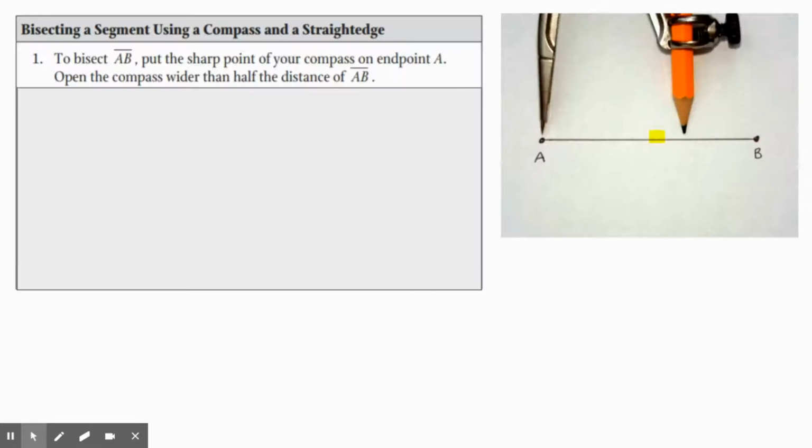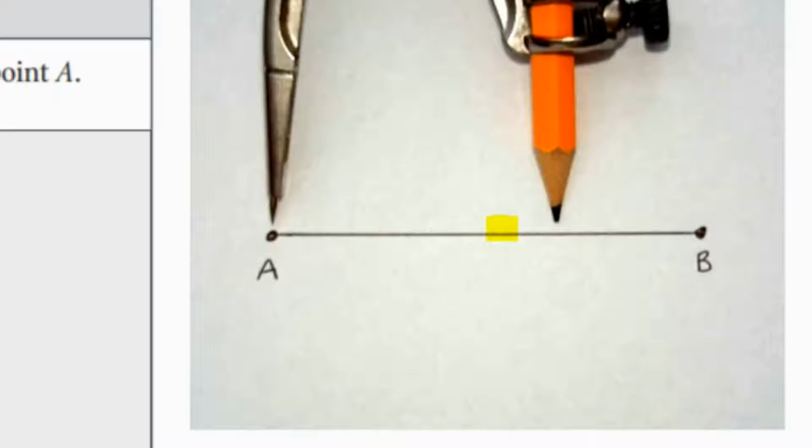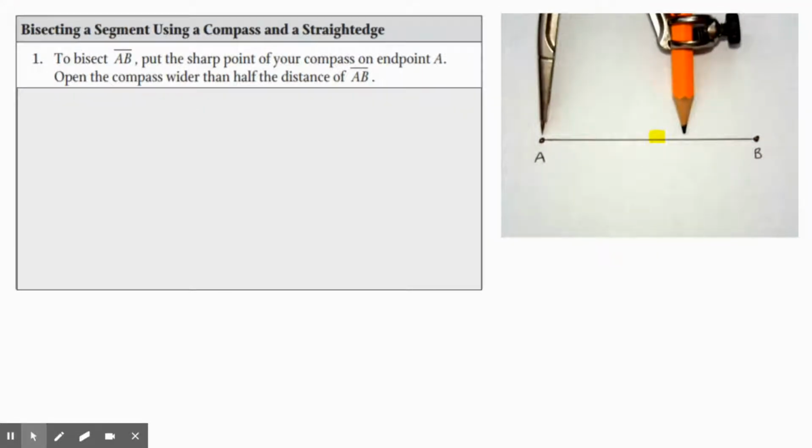All right, so the first step you're going to do is take your compass, put the sharp end on A, and you want to open it to more than halfway. Just take a guess of what you think halfway is. We're going to find the precise midpoint, but we need to go a little bit more than halfway or else this construction won't work.